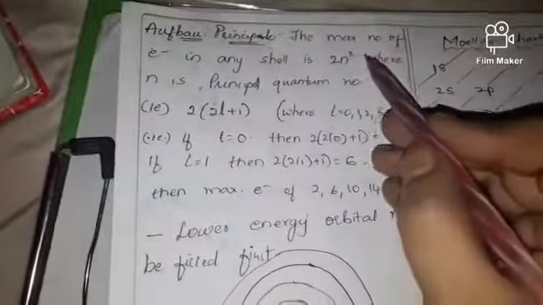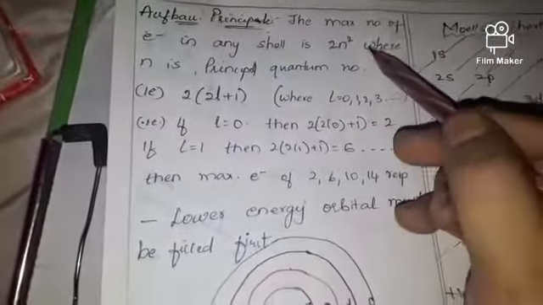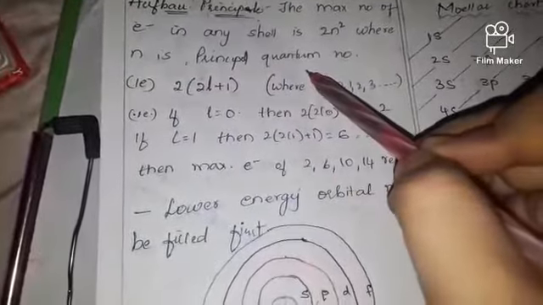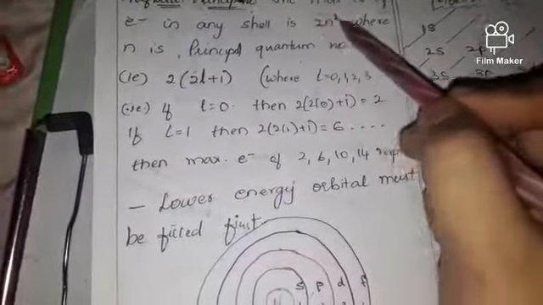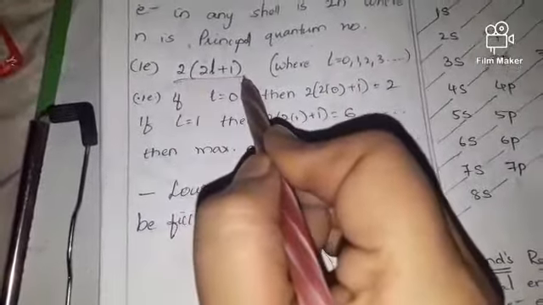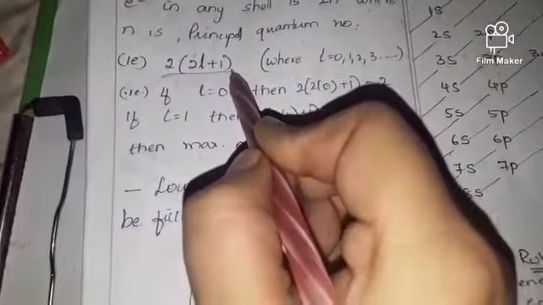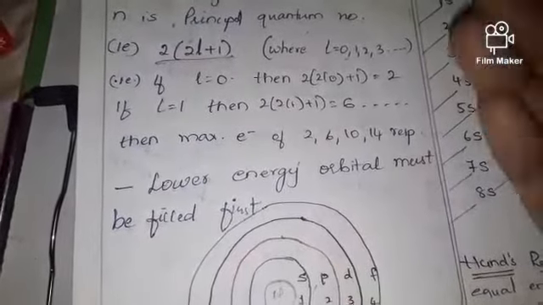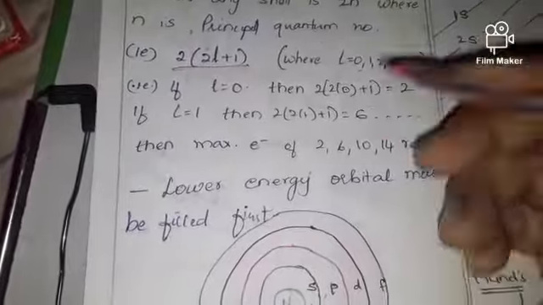I hope you have understood well till here. Next we will go with the Aufbau principle. The maximum number of electrons in any shell is 2n square, where n is the principal quantum number. We have already learned how we get the n value. Here we substitute in 2 into 2l plus 1, where l can be 0, 1, 2, 3, whatever the angular momentum number is given. So if l is equal to 0, then 2 into 0 plus 1 gives the value 2.